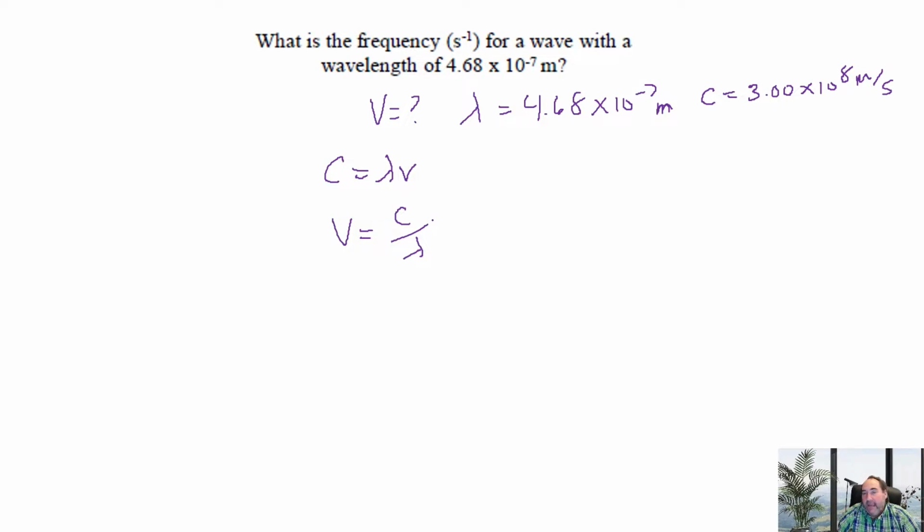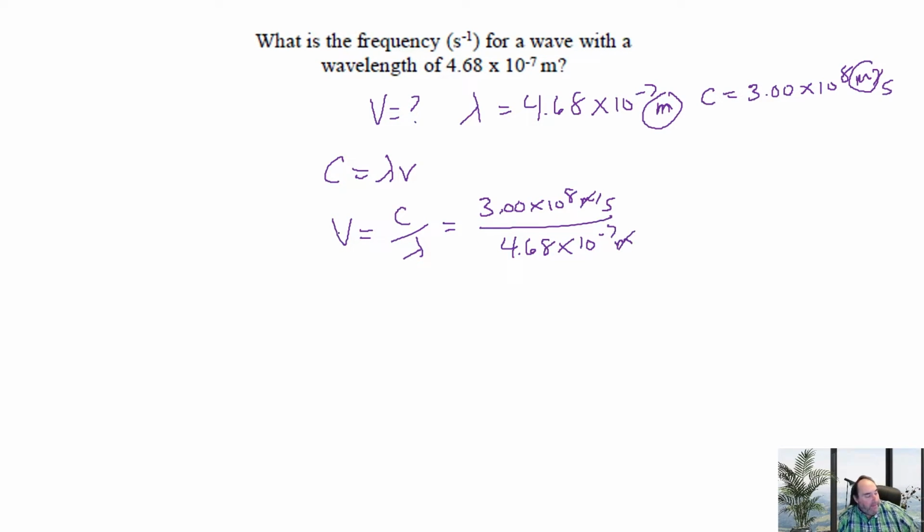Now, again, we want to look at units. Our wavelength is in meters, so is that. So that's all good to go. So we basically would just put it in here, 3 times 10 to the 8 meters per second, divided by 4.68 times 10 to the minus 7 meters. Once again, meters on top and bottom will cancel.